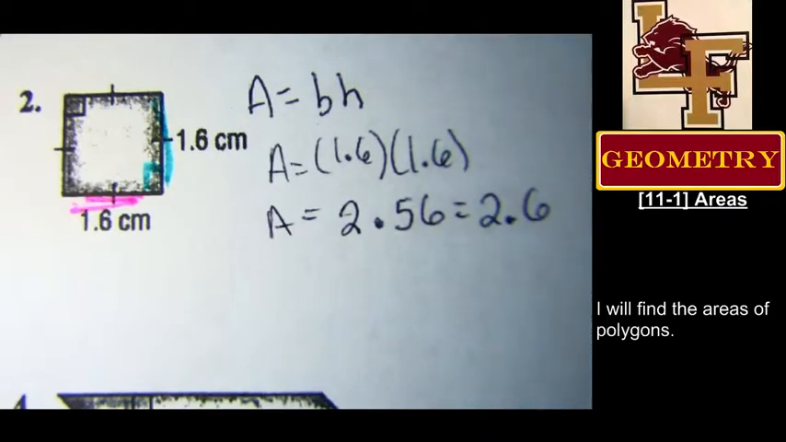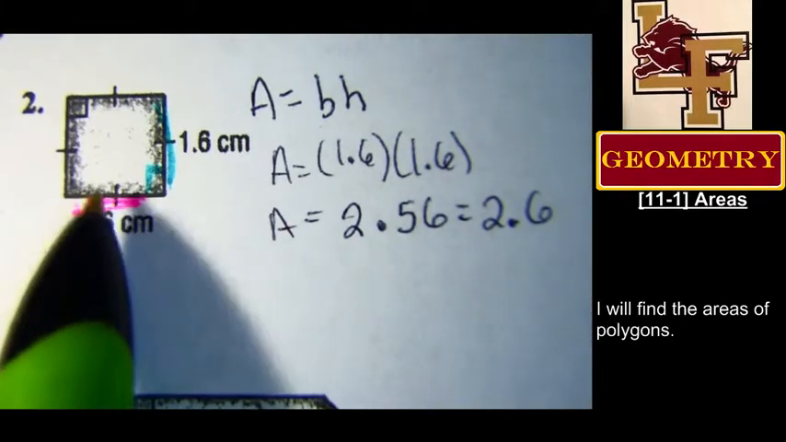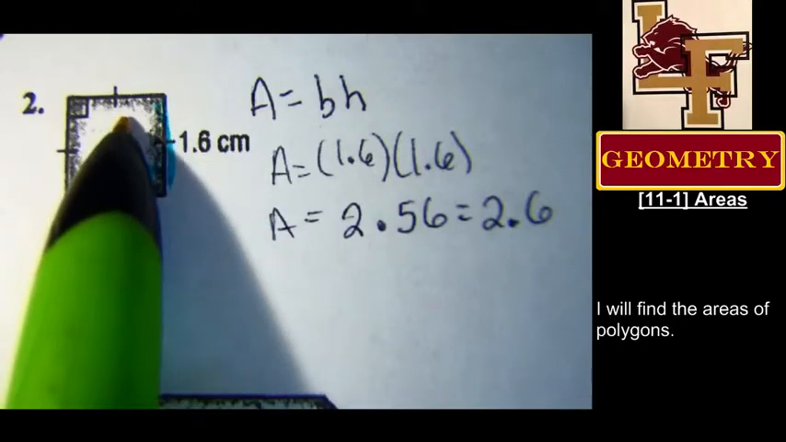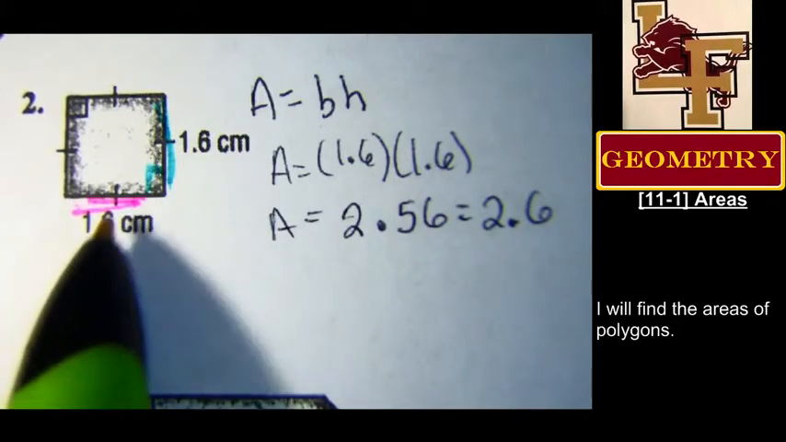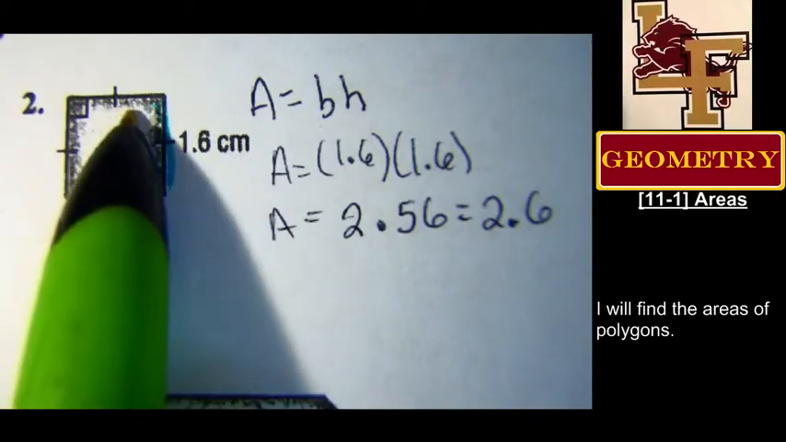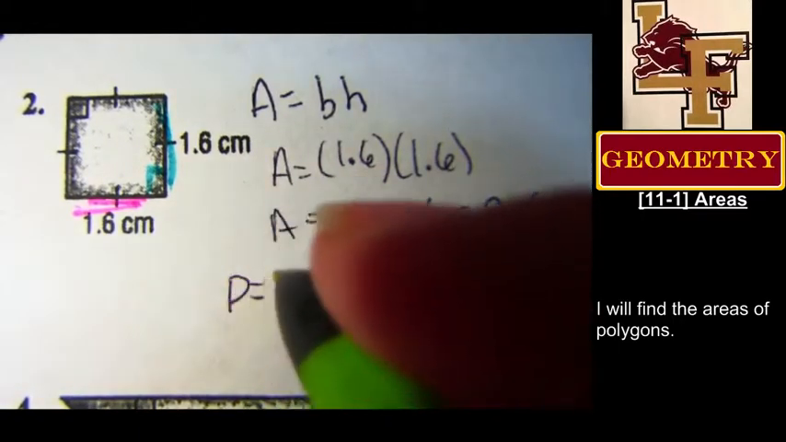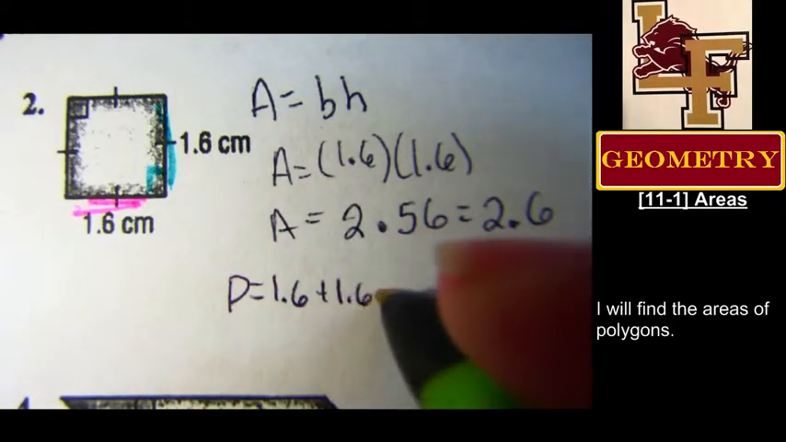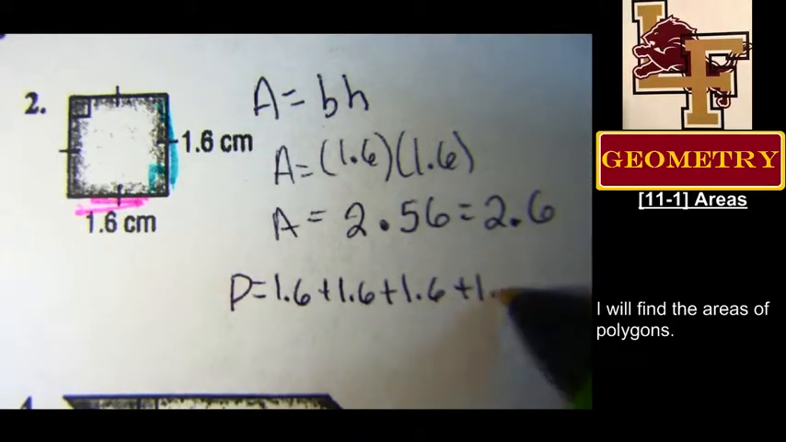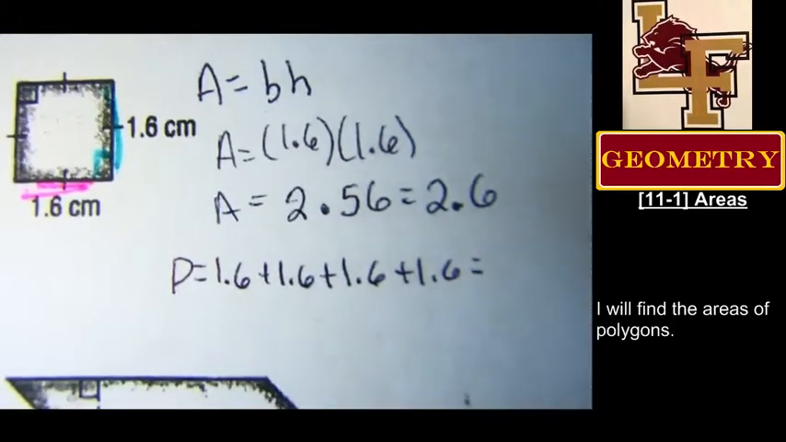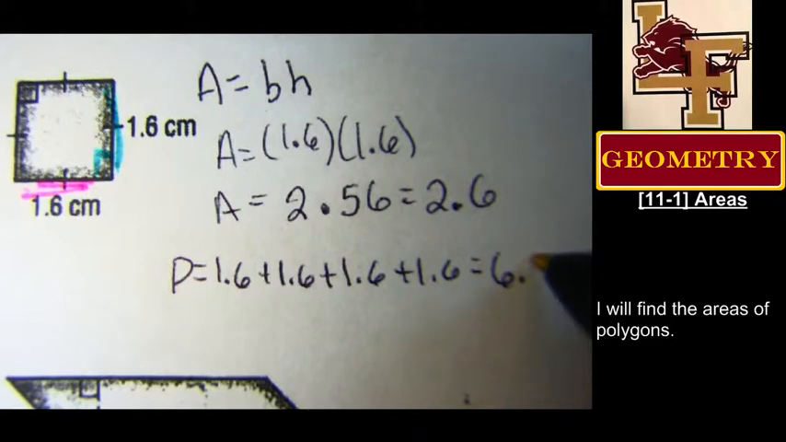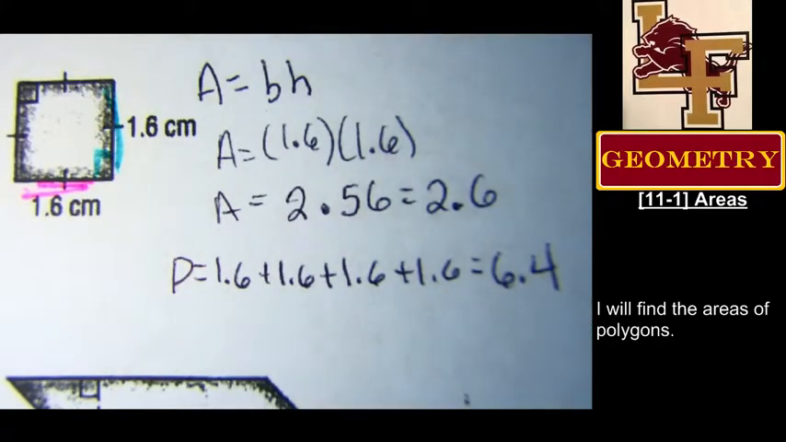We have to find the perimeter. How do you find the perimeter? Add all the sides up. See these little hash marks? What did that mean? Congruent. They're all equal. So I have 1.6 plus 1.6 plus 1.6 plus 1.6. You could totally shortcut and do 1.6 times 4. 6.4. And we've answered all the questions on this one.